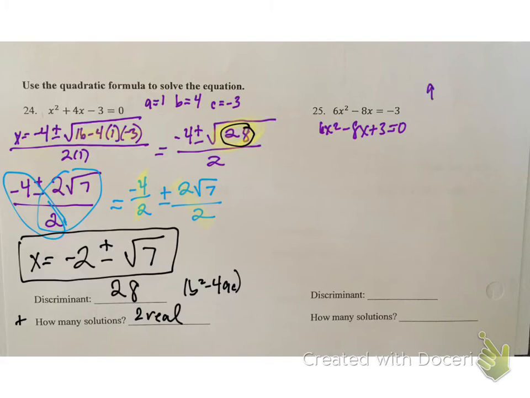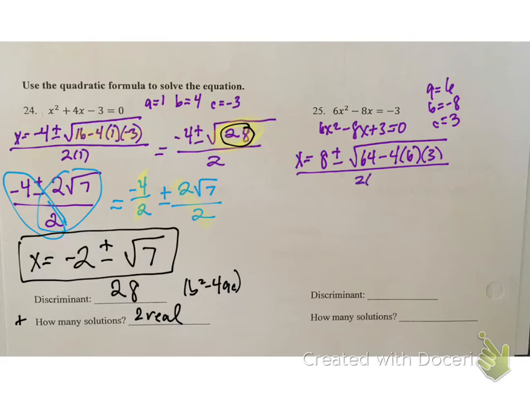So my a value is 6, b is negative 8, c is a positive 3. So then I'm going to put it into the quadratic formula. So x is equal to negative b, which would be a positive 8, plus or minus the square root of b squared, which would be 64, minus 4 times 6 times 3, all over 2 times 6.